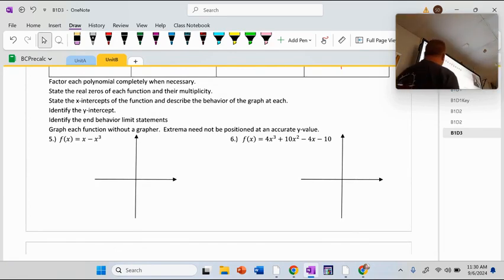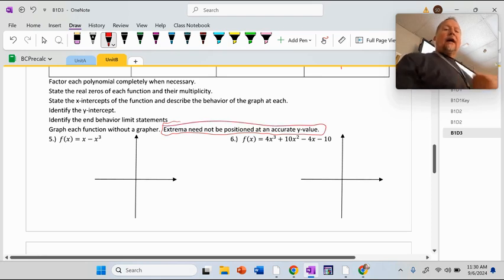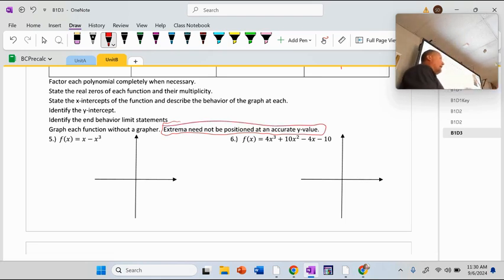All right, but for each polynomial, completely factor each one, state the real zeros and their multiplicity, x-intercepts, identify the y-intercept, and end behavior, graph without a graph or extreme need. This is important. This is a sketch. The most important thing is I don't care how high and low you go. Without a calculator, you really cannot find maximums and minimums and what the coordinates are without calculus. So you'd have to use the calculator's max and min features to find the maxes and mins.